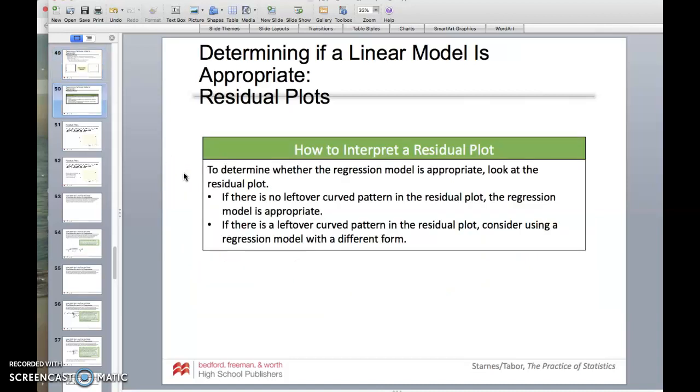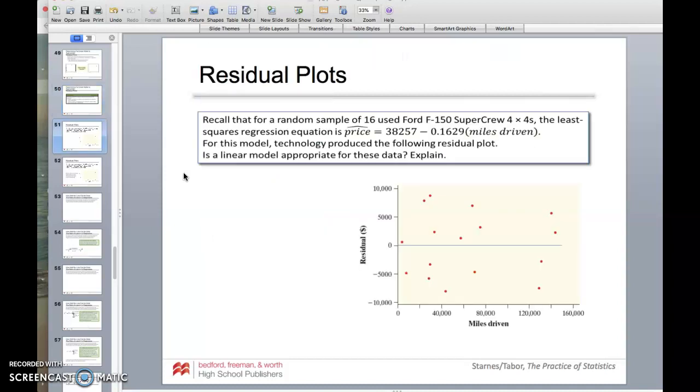So again, to determine whether a regression model is appropriate, look at the residual plot. If there's no leftover curve pattern, then yes, it is. Now, if there is a leftover curve pattern, like we saw there, consider using a regression model with a different form. Use something different than that. So let's talk about our residual plots once again here.